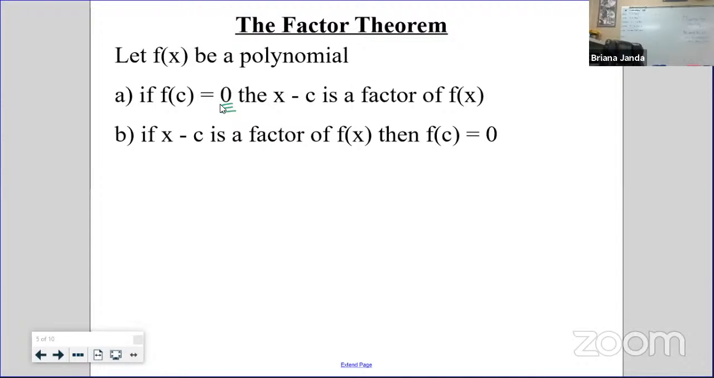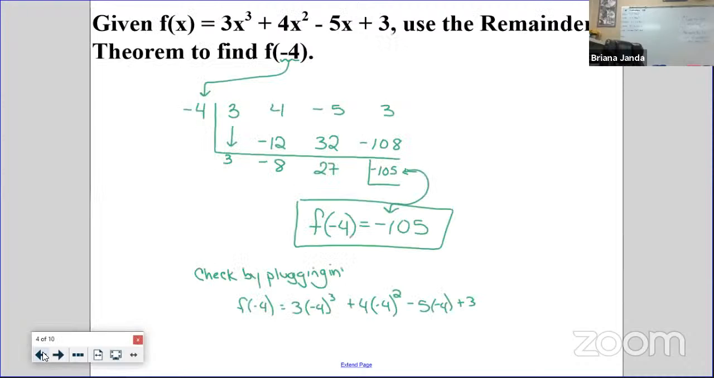If I flip back a page here just to kind of show, since we've already done the work here, this would have been the equivalent of x plus 4. Because our remainder was not 0, x plus 4 is not a factor of that polynomial. You see what that factor theorem is saying? This is the remainder theorem. That's the answer when I plug it in.